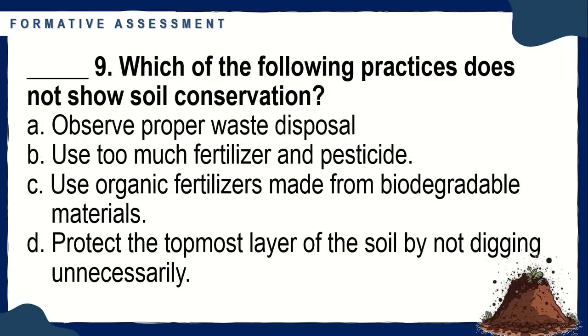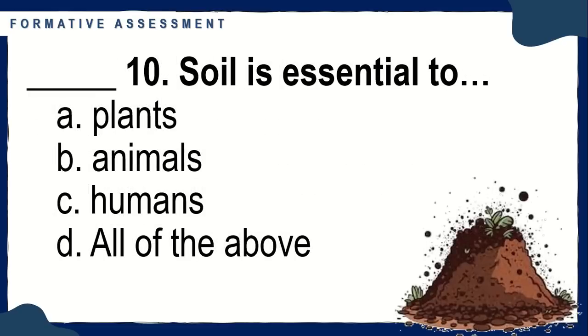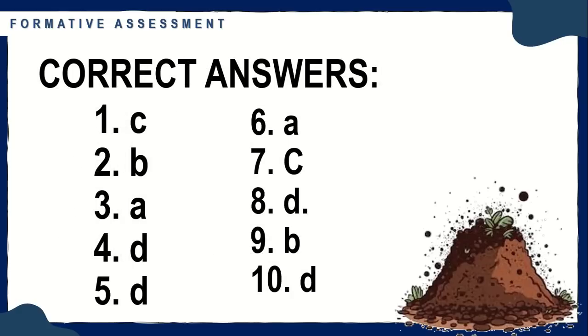Number 9. Which of the following practices does not show soil conservation? A. Observe proper waste disposal, B. Use too much fertilizer and pesticide, C. Use organic fertilizers made from biodegradable materials, D. Protect the topmost layer of the soil by not digging unnecessarily. Number 10. Soil is essential to A. Plants, B. Animals, C. Humans, D. All of the above. Here are the correct answers.